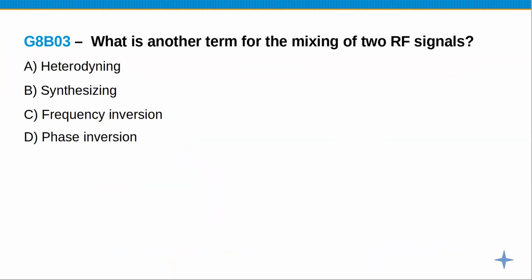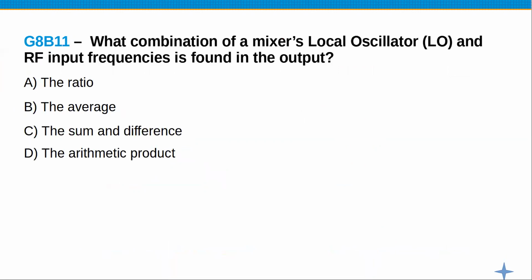What is another term for the mixing of two RF signals? What combination of a mixer's local oscillator and RF input frequencies is found in the output?